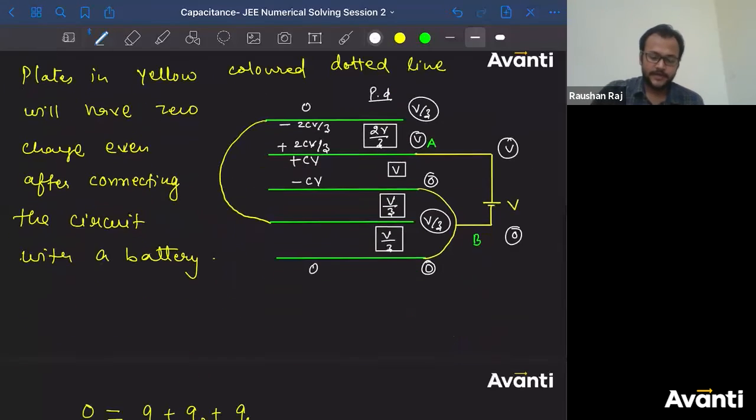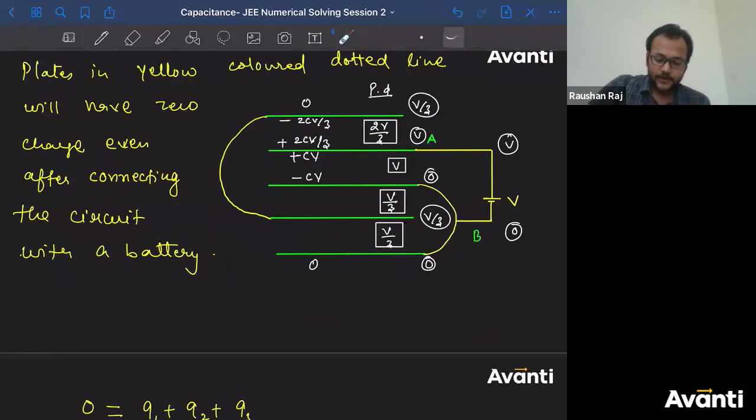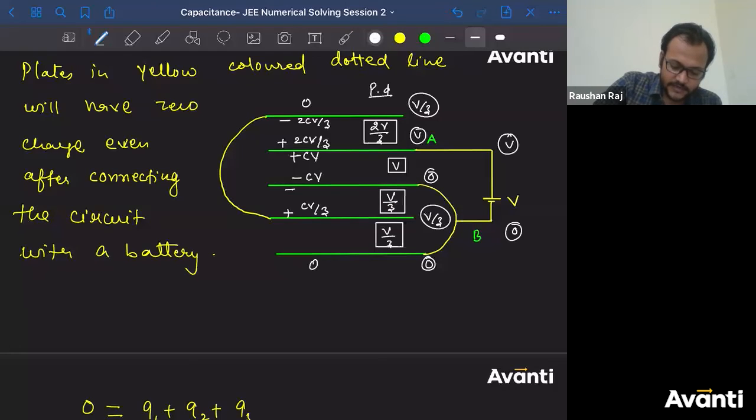Alright, let us move to the third plate. The potential difference across this is V by 3. This is 0, and this is V by 3. Which has higher potential? This one has higher potential, so this will be positive and this will be negative. The charge is C into V by 3. So the answer here will be plus CV by 3 and minus CV by 3.